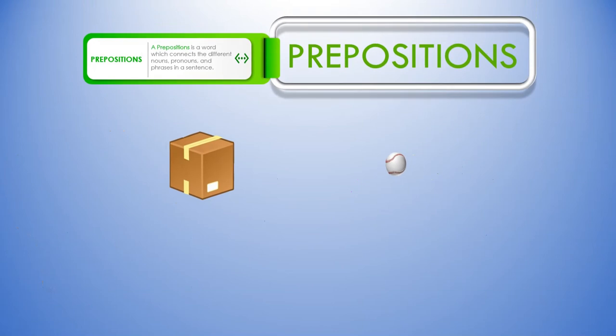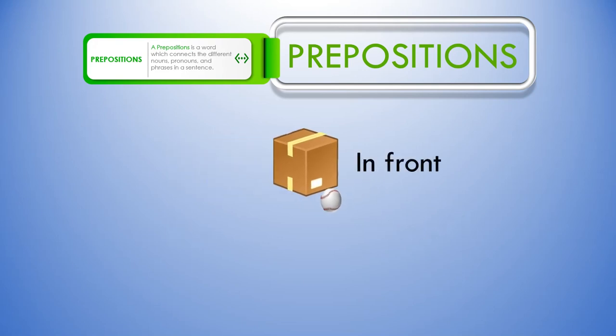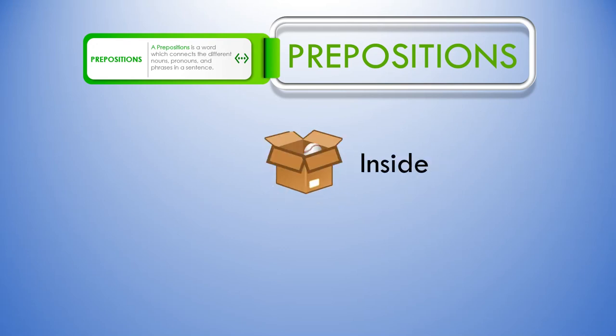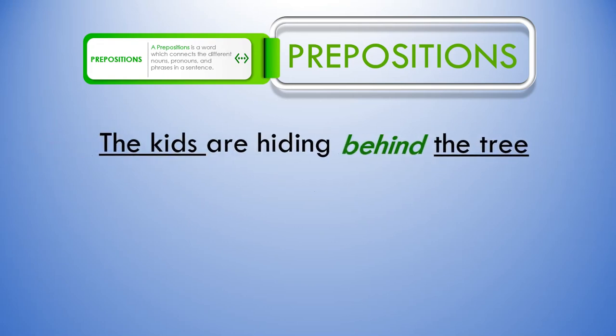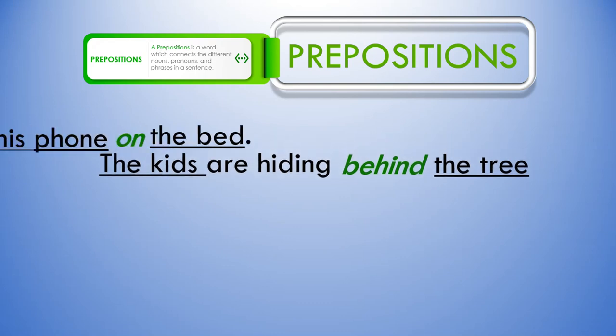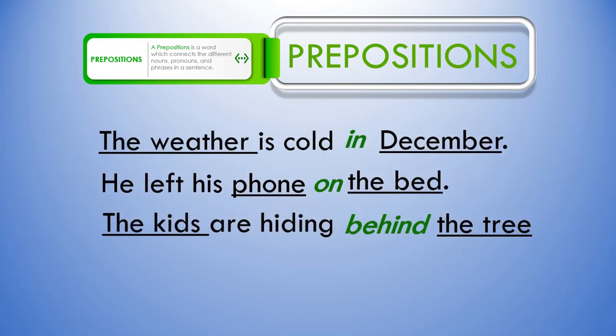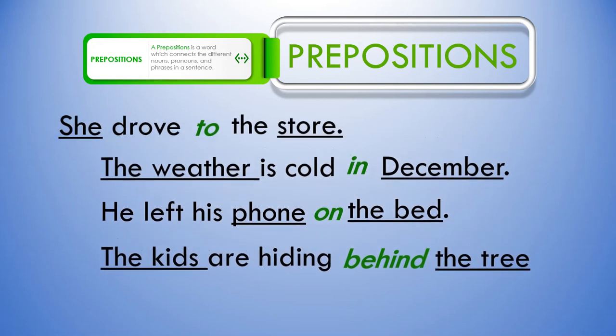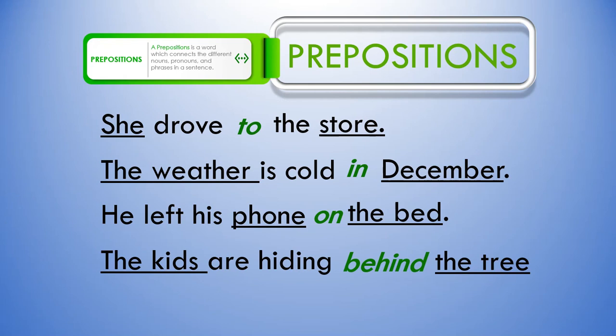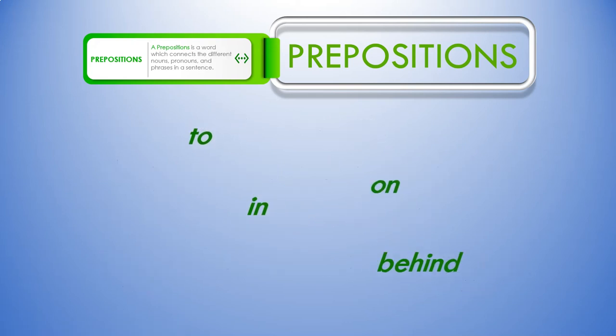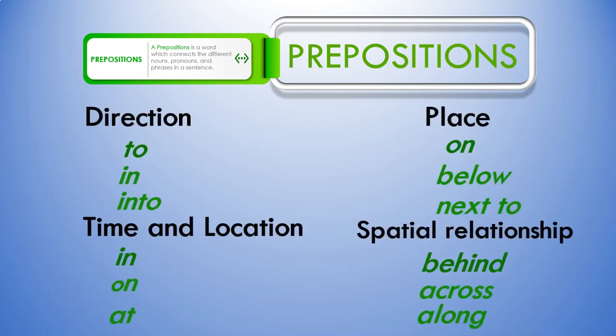Let's talk now about prepositions. These take two nouns or pronouns and tell you the relationship between them. In front, behind, next to, inside, etc. Let's see now in sentences. The kids are hiding behind the tree. He left his phone on the bed. The weather is cold in December. She drove to the store. In each of these previous examples, we could see the relationship between two nouns, and that could be one of direction, place, time, location, and spatial.